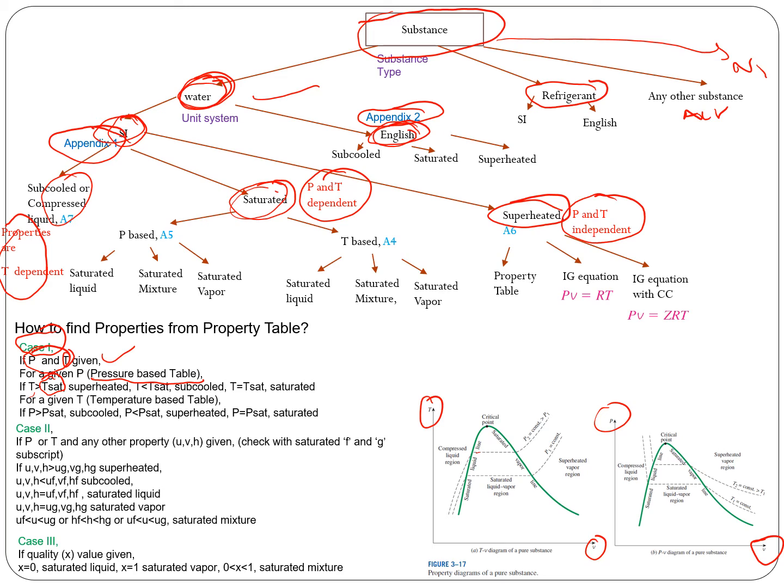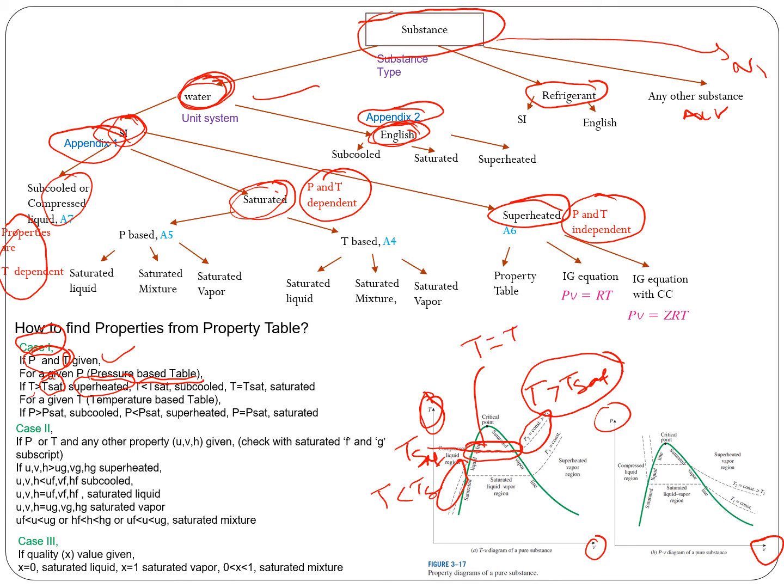For instance, this is the temperature and volume plot. This line for this pressure is T saturation. In this region, the temperature is always greater than T saturation, so this is the superheated region. So if T is greater than T saturation, then it is superheated. In the subcooled region, T is always less than T saturation, so that would be subcooled. And in the saturated region, T is always equal to T saturation. So this is the saturation region.